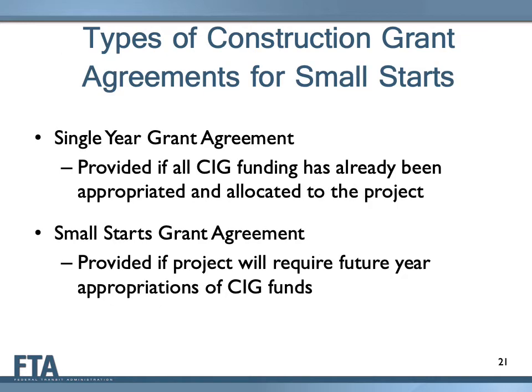There are two types of construction grant agreements for Small Starts projects: single-year grant agreements and Small Starts grant agreements. Projects receiving single-year grant agreements go through an expedited process because all of the CIG funds being requested by the project sponsor have already been allocated to the project by FTA from existing congressional appropriations. Projects receiving a Small Starts grant agreement are those that require future federal fiscal year appropriations of CIG funds. The law requires that all Small Starts construction grant agreements be sent for a 10-day congressional notification period before the grant may be awarded.